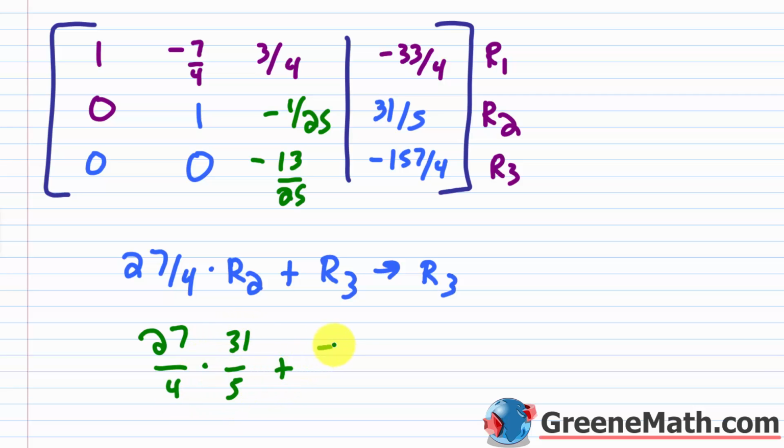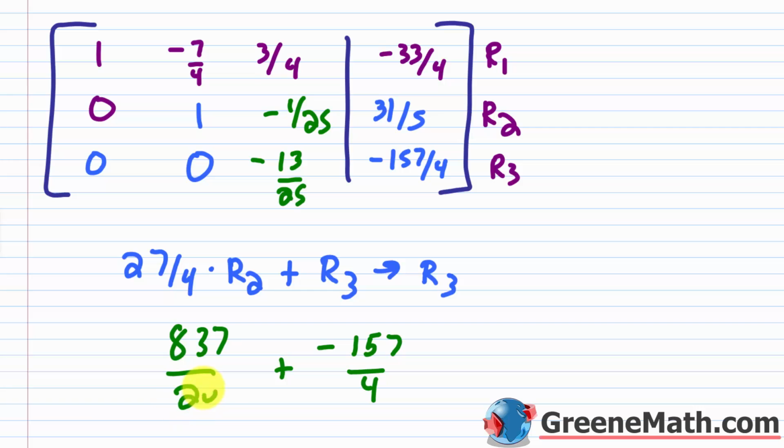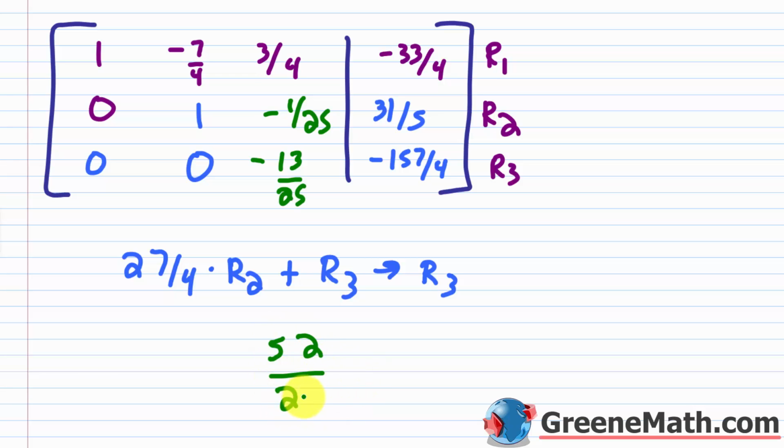And then lastly, I want to do 27 fourths times 31/5. And then add that to negative 157 fourths. So 27 times 31 is 837. So this would be 837 over 20. So 837 over 20. If I multiply this by 5 over 5, I would get negative 785 over 20. So if I do this addition, 837 plus negative 785, I'm going to get 52. Okay, so I would get 52 over 20. 52 over 20, which is going to simplify. Each is divisible by 4.